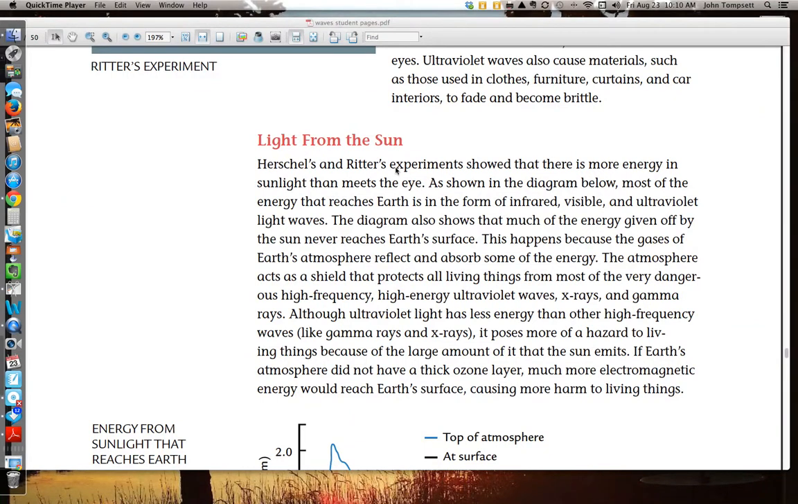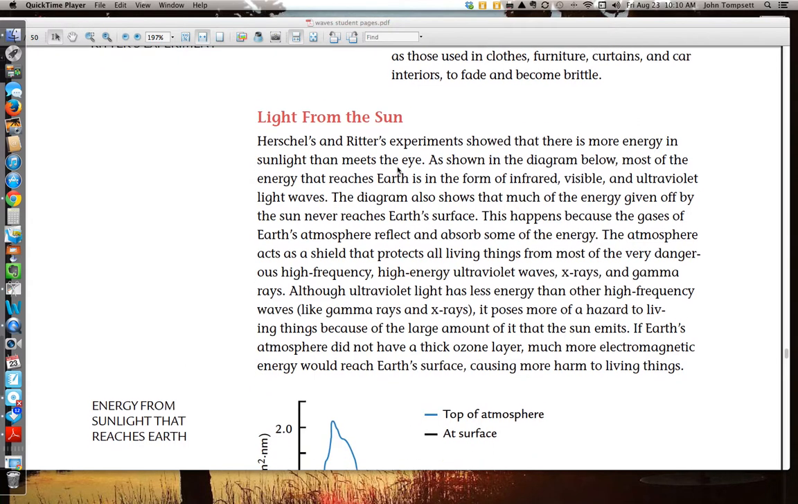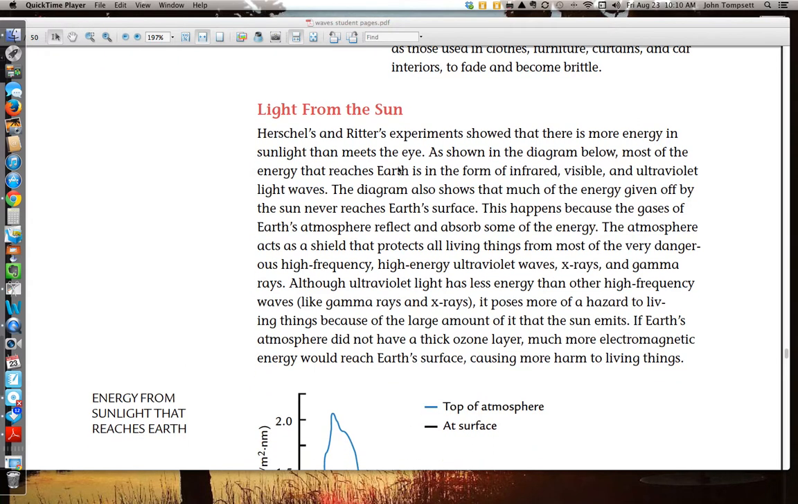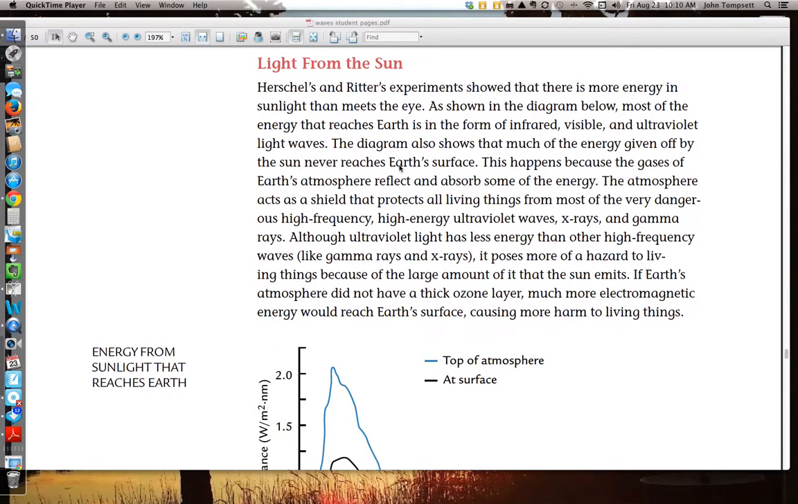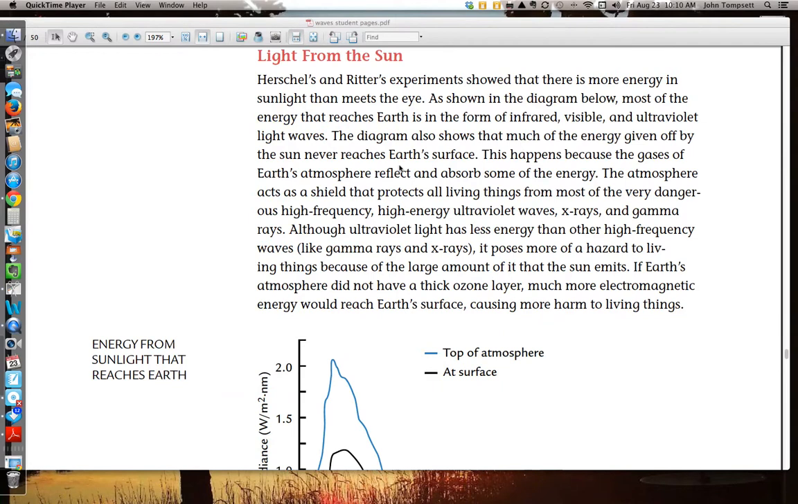Herschel's and Ritter's experiments show that there is more energy in sunlight than meets the eye. As shown in the diagram below, most of the energy that reaches the Earth is in the form of infrared, visible, and ultraviolet light waves. The diagram also shows that much of the energy given off by the sun never reaches Earth's surface. This happens because the gases of the Earth's atmosphere reflect and absorb some of the energy.